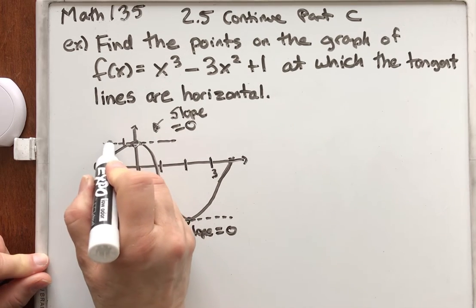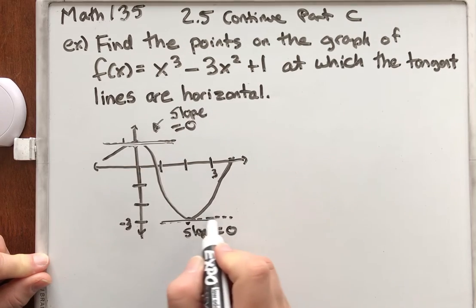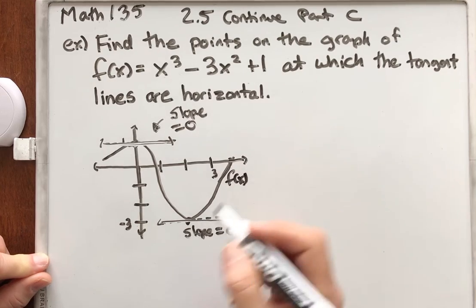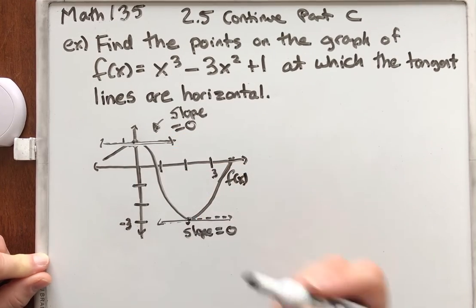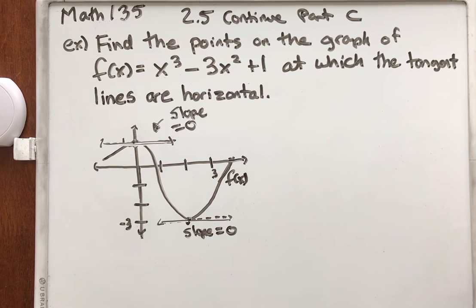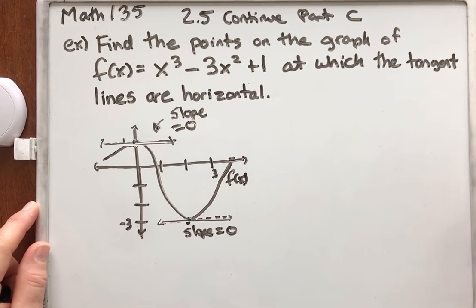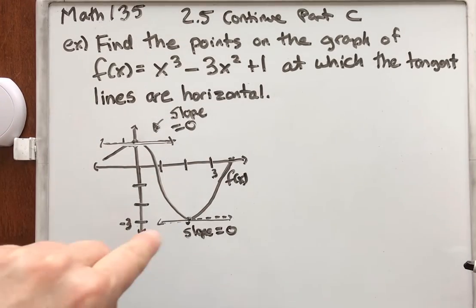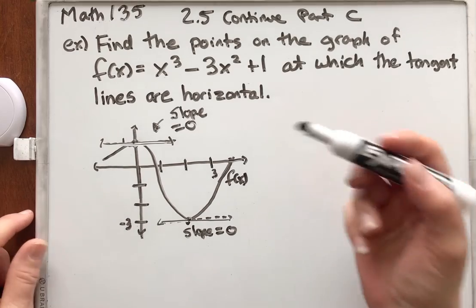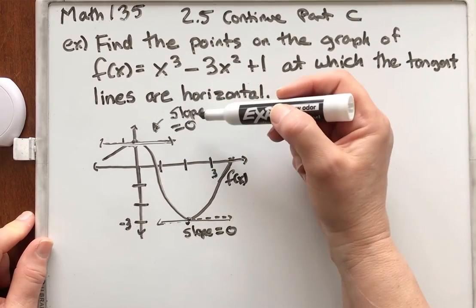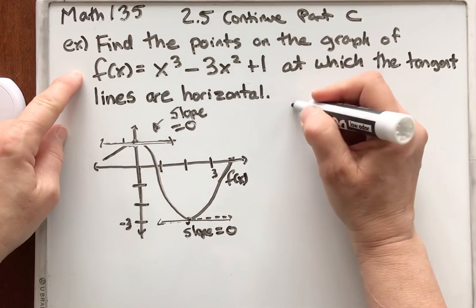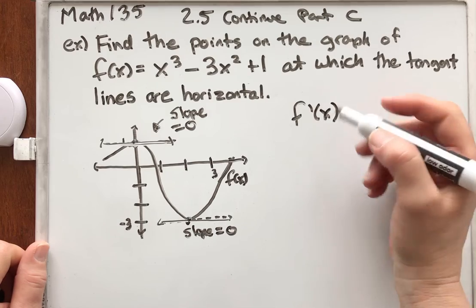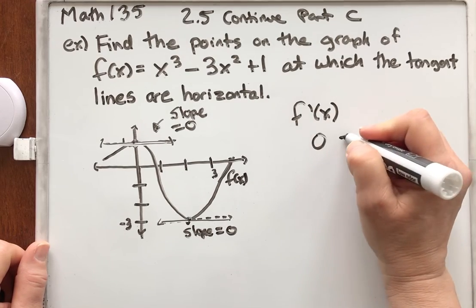Okay, so I'm just going to draw on these tangent lines. All right, so this graph is f of x, and these are our tangent lines at some points where the slope equals 0. Now it says find the points. Well, if we couldn't see this, I just wanted to show you what it looked like. How would we solve for that? Where the tangent line is horizontal, the slope is 0. So f prime of x, when we take the derivative, that is the slope of a tangent line. So we're going to set that equal to 0.